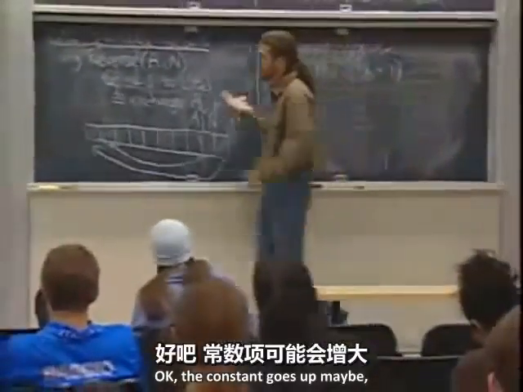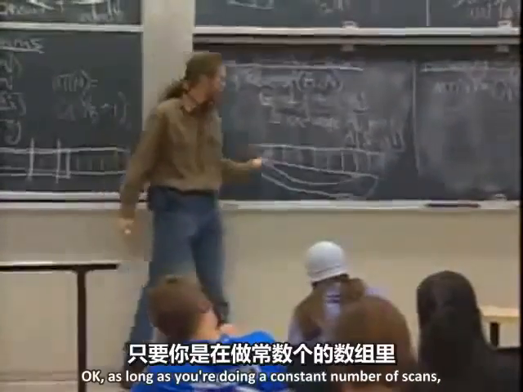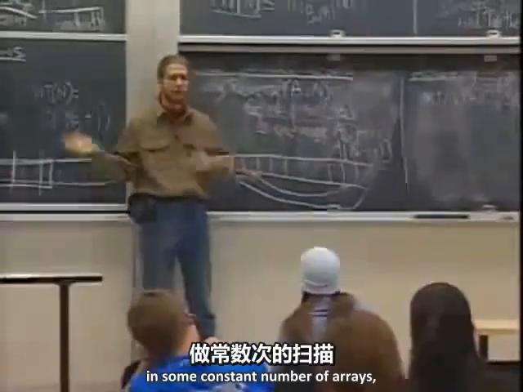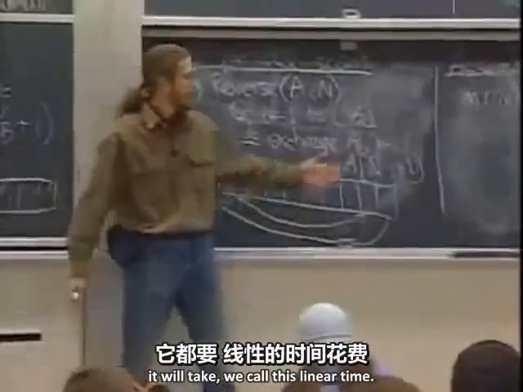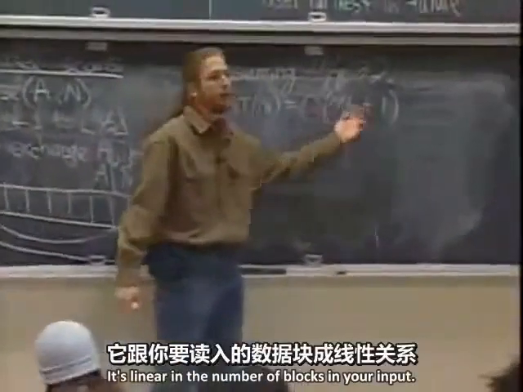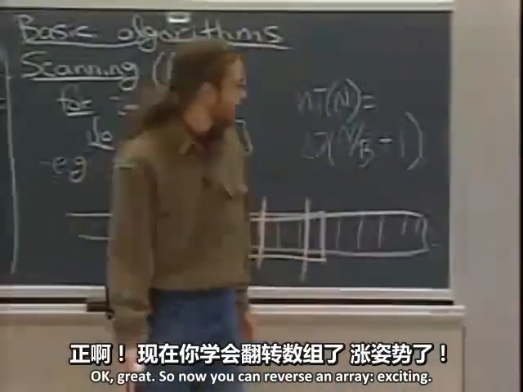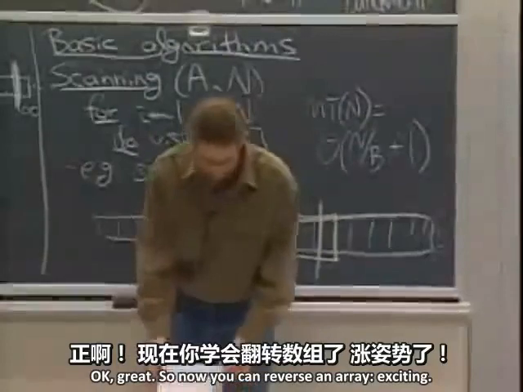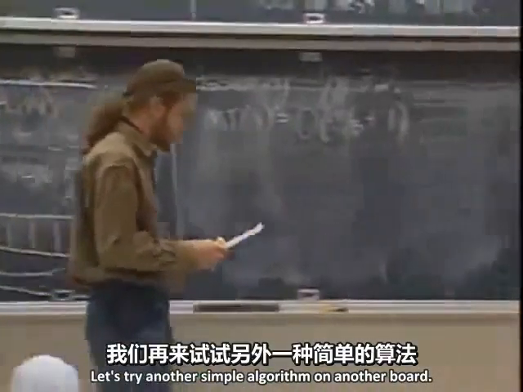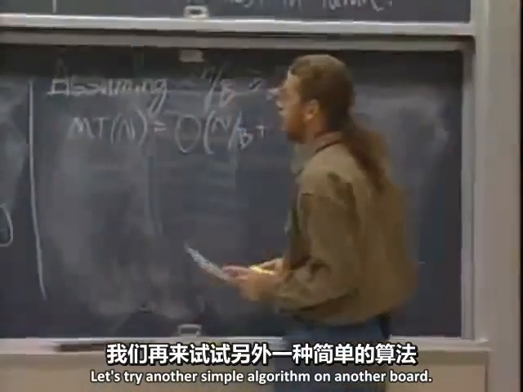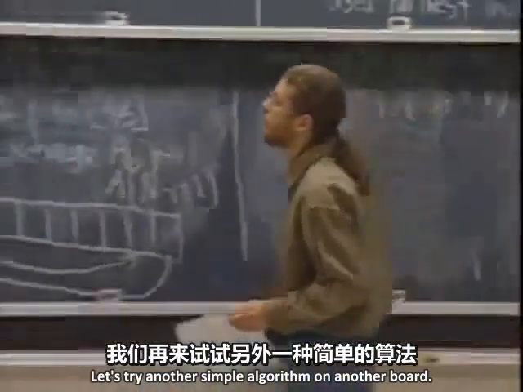Okay, the constant goes up maybe, but in this case it probably doesn't, but who cares? As long as you're doing a constant number of scans and some constant number of arrays, happens to be one of them's reversed, whatever, we call this linear time. It's linear in the number of blocks in your input. Okay, great. So now you can reverse an array. Exciting. Let's try another simple algorithm. On another board.